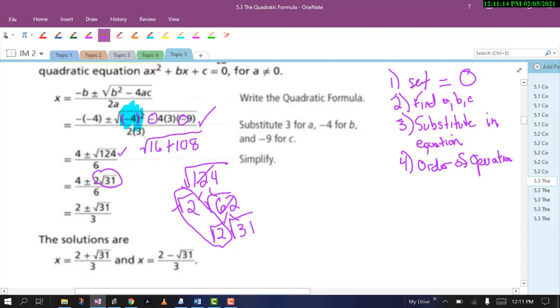And then, for this last step, we simplified, we divided 3 terms by 2. The 4 divided by 2, the 2 divided by 2, and the 6 divided by 2. So we have 2 solutions, 2 plus or minus root 31 over 3. Not too bad. You may also see it separated like this. You can write them separately, one positive, one minus. It doesn't matter.